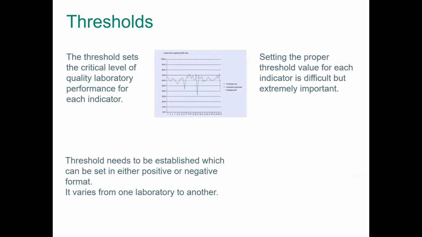So the next thing then is thresholds, and this is setting a critical level of quality. You should have thresholds for everything, for your expectations basically in your laboratory. The graph that's up there is for fertilization rate, and you have your KPI, which states that in general, labs across the world expect, say, a 60% fertilization rate.